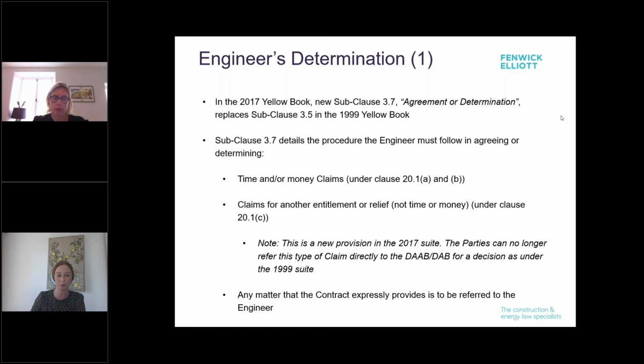Subclause 3.7 also relates to any matters that the contract expressly provides to be referred to the engineer, which slightly scoops up any claims that don't fall within the previous two categories. I would just note that the second category there is actually a new provision in the 2017 suite, and the parties are no longer able to refer this type of claim directly to the Dispute Avoidance and Adjudication Board as they would have been able to under the previous versions of the suite.